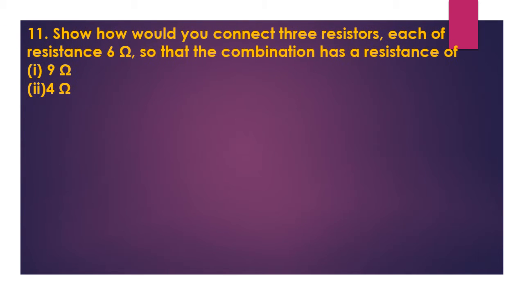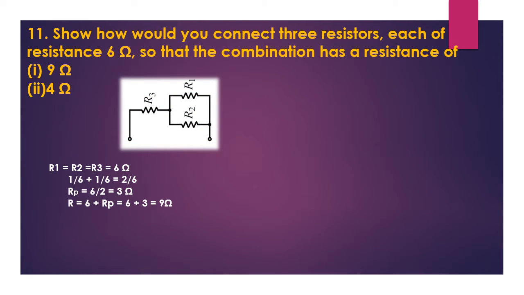Question number 11. Show how would you connect three resistors, each of resistance 6 ohm, so that the combination has a resistance of 9 ohm, 4 ohm. Children, we have discussed this earlier. Let us recollect. How can we get a resistance of 9 ohm? We have three resistors and each resistor is having a resistance of 6 ohm.